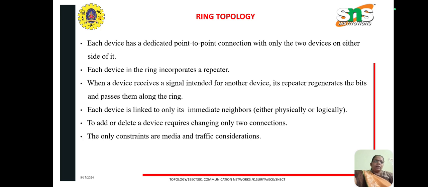Each device is linked to only its immediate neighbors, either physically or logically. To add or delete a device requires changing only two connections. The only constraints are media and traffic considerations, which includes the maximum ring length and the number of devices.